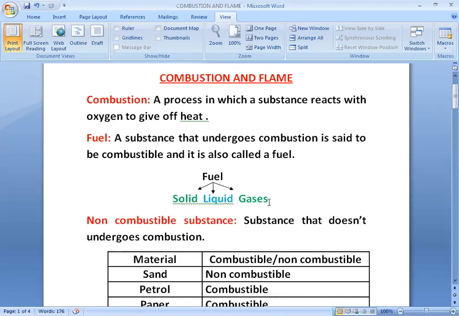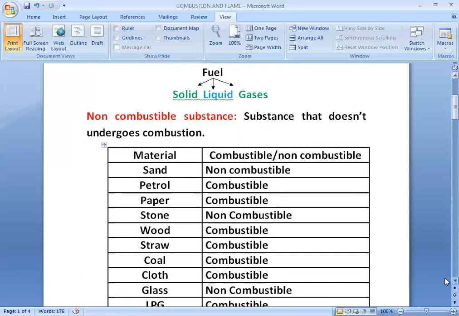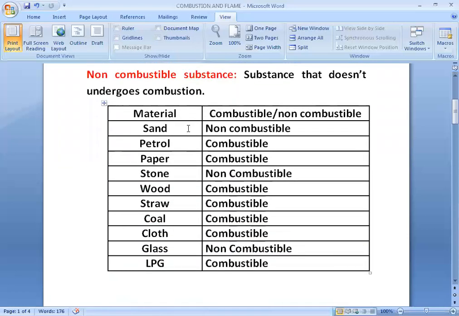But some substances do not undergo combustion. They do not get burned. Those substances are known as non-combustible substances. So combustible substances are those that undergo combustion, and they are also called fuels, and non-combustible substances do not undergo combustion. Now in this table it is written which substance is combustible and which is not.